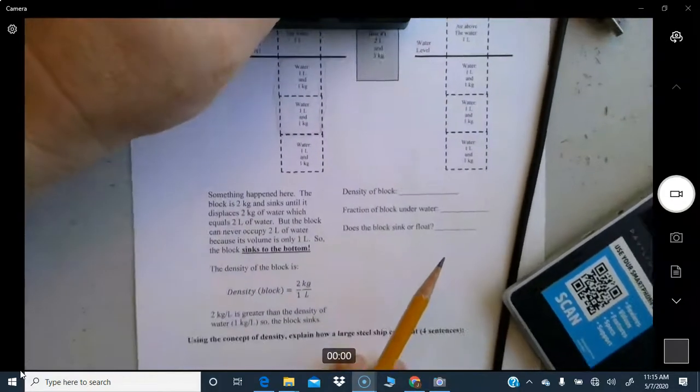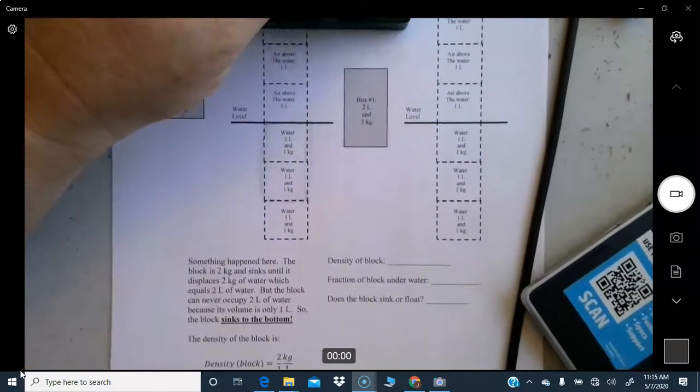So let's look at the density of the block. It's 2 kilograms and it takes up 1 liter. So that's 2 kilograms per liter of density. 2 kilograms per liter is greater than the density of water, which is 1 kilogram per liter, so the block sinks. So using both Archimedes' rule and the density rule, that block is going to sink.